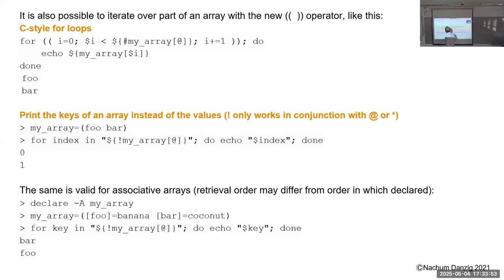Okay, so it's also possible to iterate over part of an array with the new double parentheses operator like this. Originally Bash did not have this double parentheses, but they added it because people were used to C and C++ and wanted to be able to type in that style. So you can do a for loop, and with double parentheses, this is not what you would call nested parentheses. This is a special symbol. And once I've written that, I can now write C++ style.